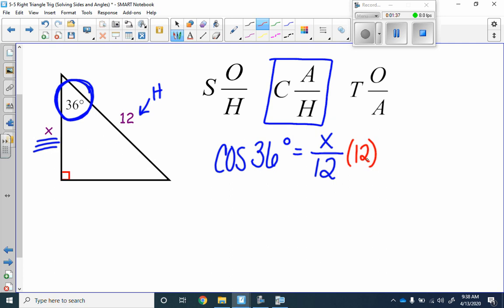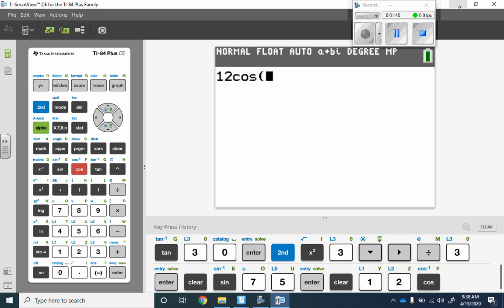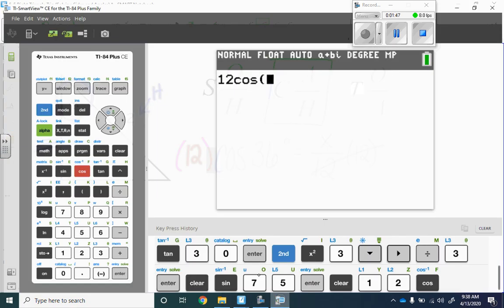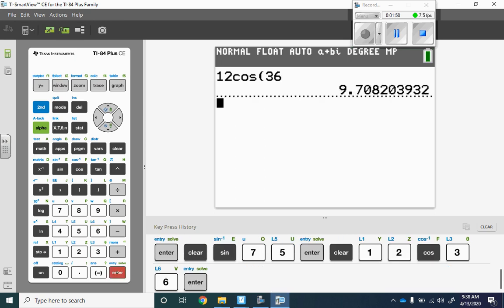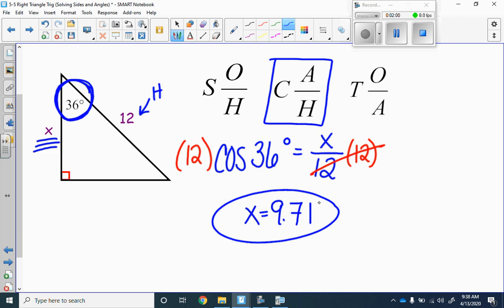Since I'm dividing by 12, I'm going to then multiply both sides by 12, get rid of that, and into my calculator, I'm taking 12 times the cosine of 36 degrees. Hit enter, and 9.71 is the approximated length for what x would be, 9.71. And just by creating that specific ratio.